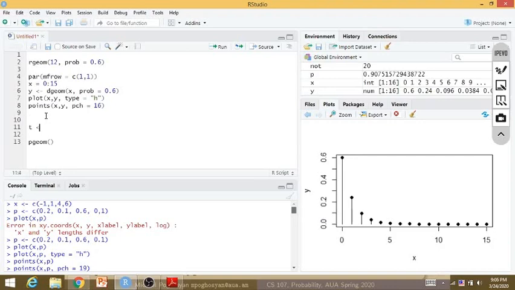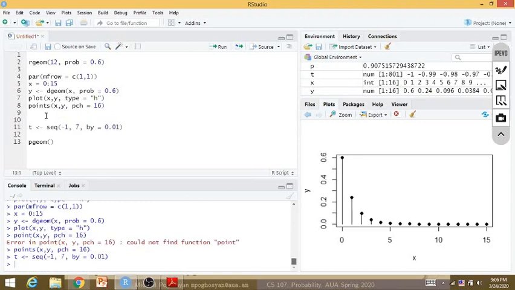So t is running as a sequence from -1 to say 7 with step size 0.01. So I'm running this, then calculating z equal to pgeom, the value of the CDF at that t, and here I need to write the probability. The probability is 0.6, geometric distribution with parameter 0.6.